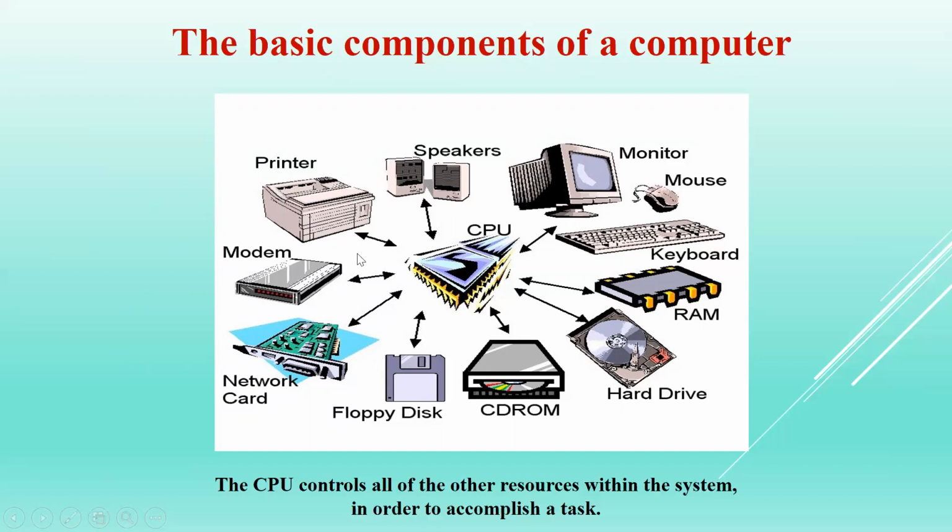And the modem. Without a modem, we can't connect to the internet. And the network card. Without a network card, we also can't connect to the internet. And the floppy disk and CD-ROM. Without these, we can't transfer our information. And the last ones, hard drive and RAM. Without a hard drive, we can't save our information. Without RAM, we also can't work with our information. The CPU controls all of the other resources within the system in order to accomplish a task.